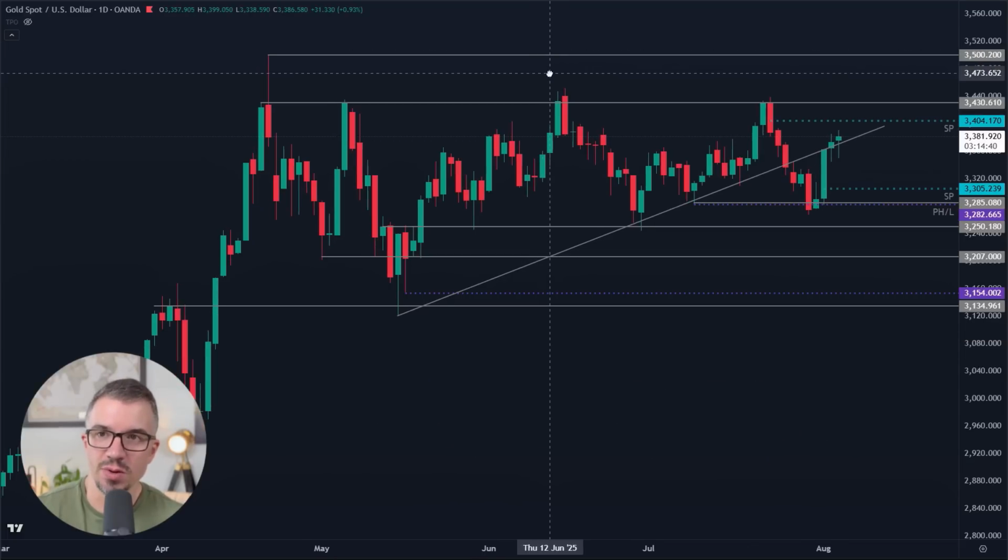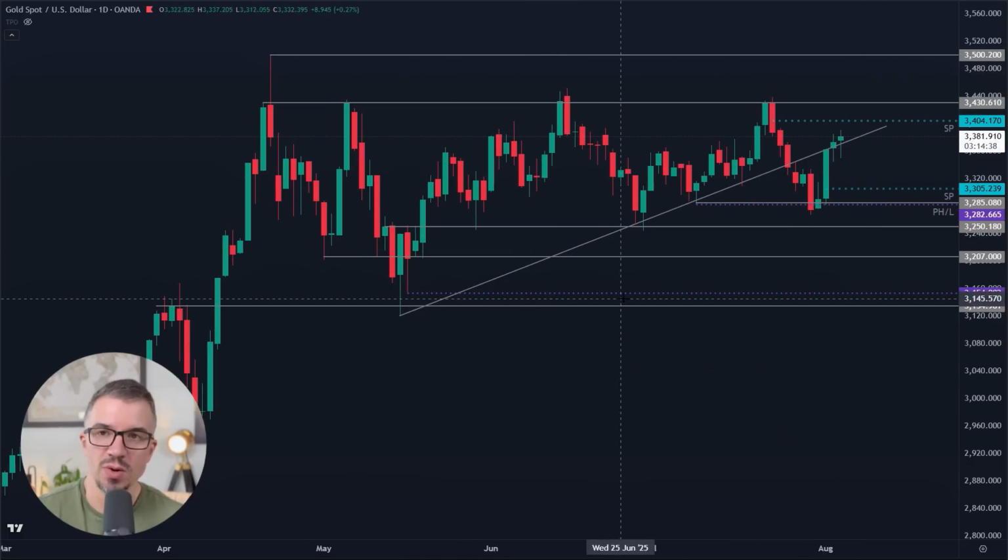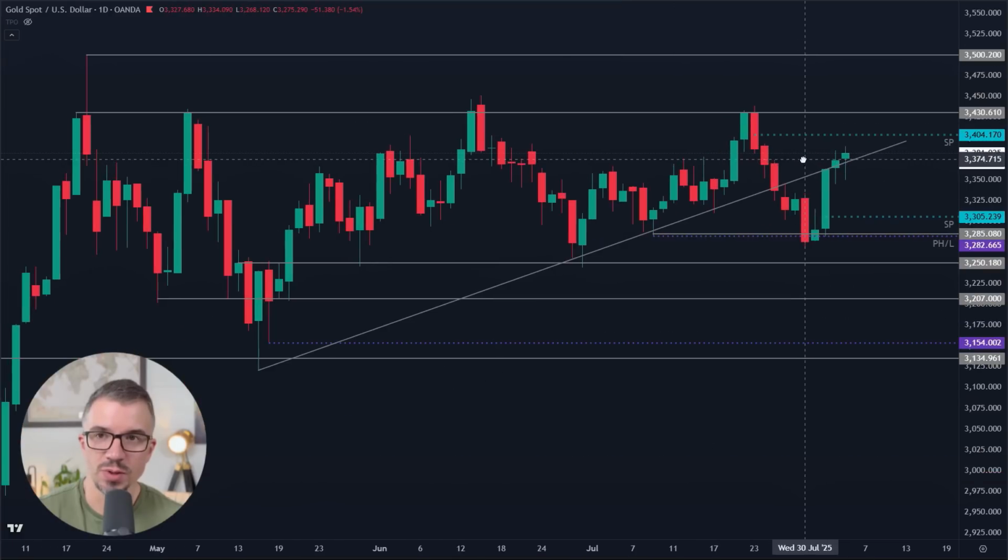All right, guys, XAUUSD daily time frame. So obviously we're seeing the market rally here so far this week following that Friday candle, which obviously was due to those NFP numbers that came out very bearish for the US dollar.